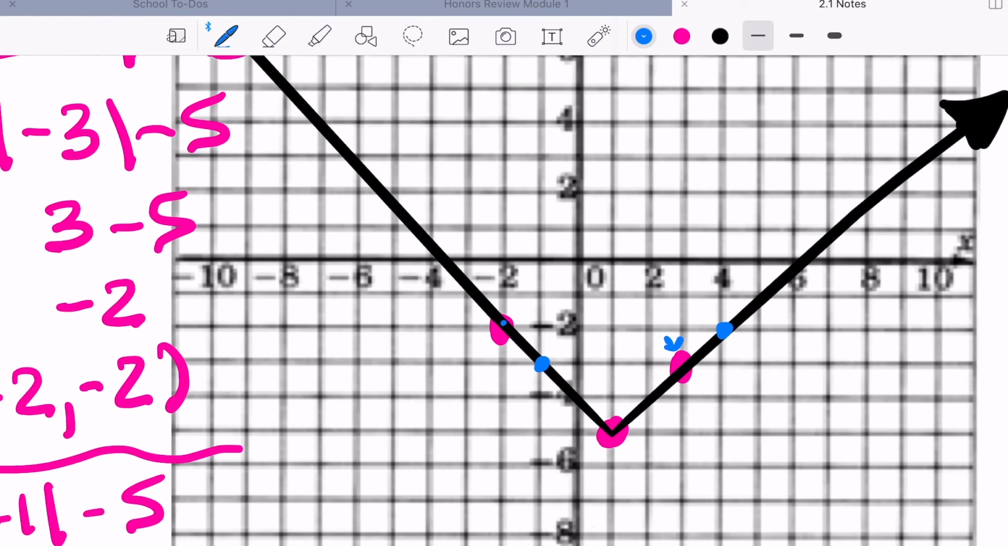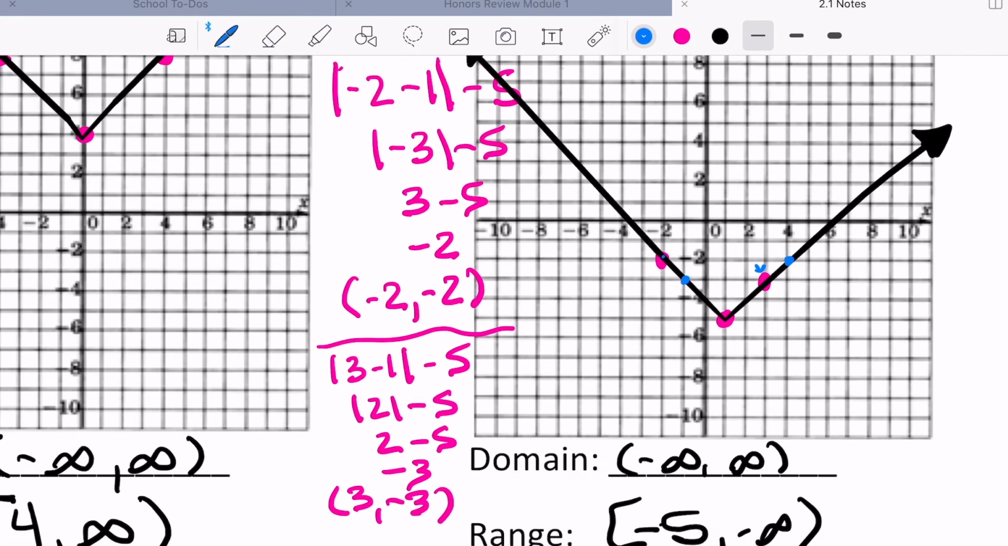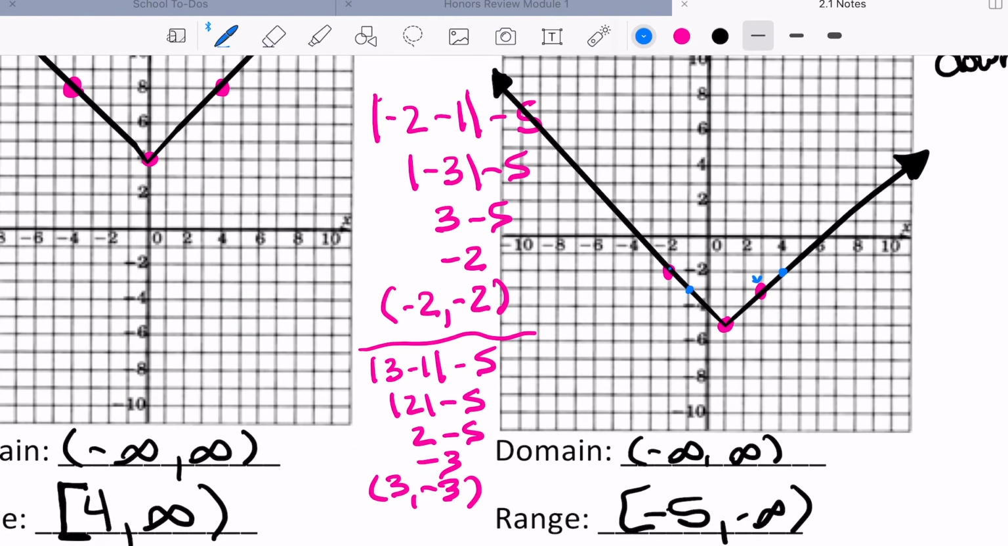You can use as many points as needed to create a straight line. The more points you have, the more straight your lines will be. Okay. Domain is infinite from negative infinity to positive infinity, and the range goes from -5 to infinity.